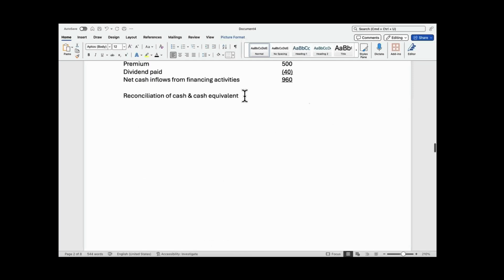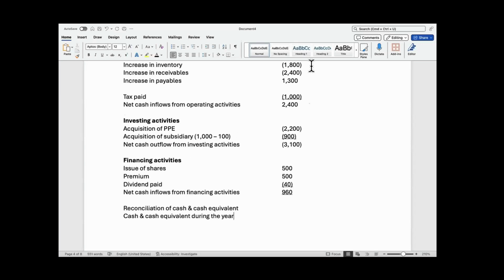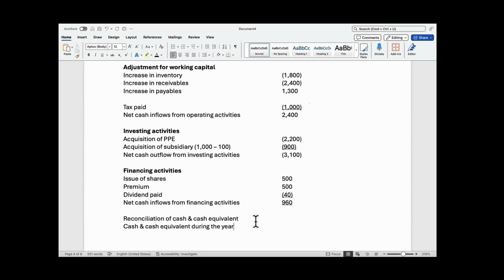So, reconciliation of cash and cash equivalents. What's the cash and cash equivalents during the year? 260. Let me get 960 plus 24 minus 31. How much is that? 260. Yeah, 260. What's my opening cash and cash equivalents? 500. What's my closing cash and cash equivalents? 760.